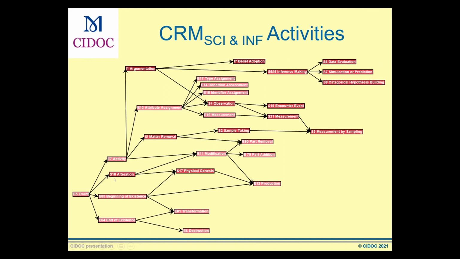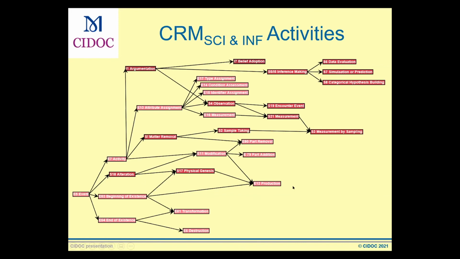And down at the bottom, we have these extra classes for alteration and physical genesis, which is used extensively in the archaeological record extension CRM Archeo, so that we can start to talk about how things have come into being. And so production, for instance, is a subclass of physical genesis.